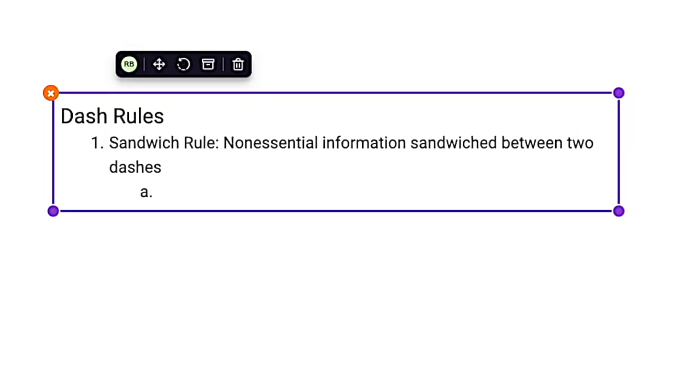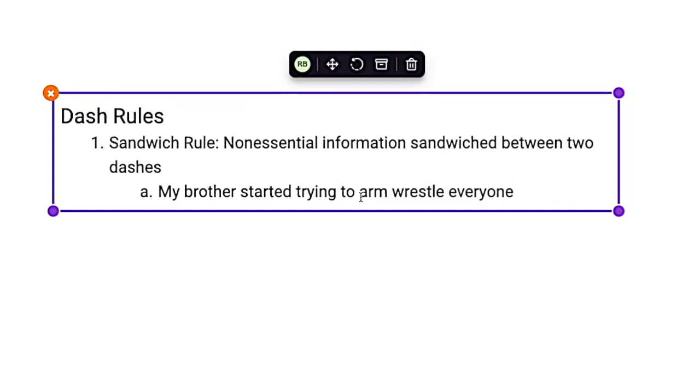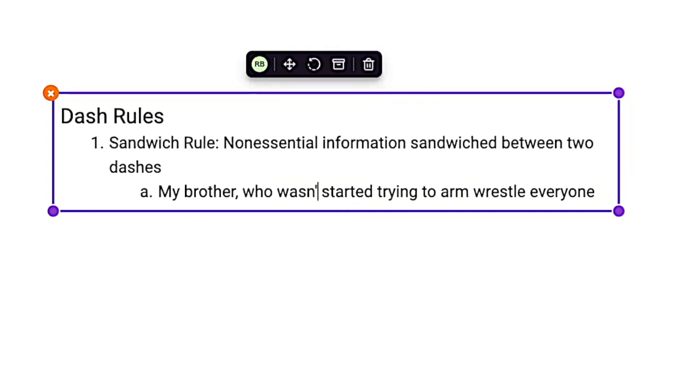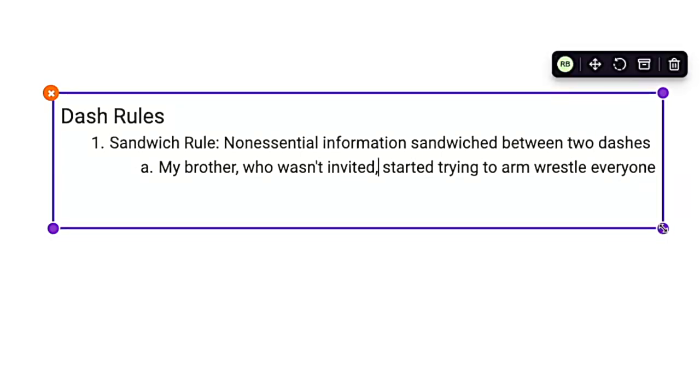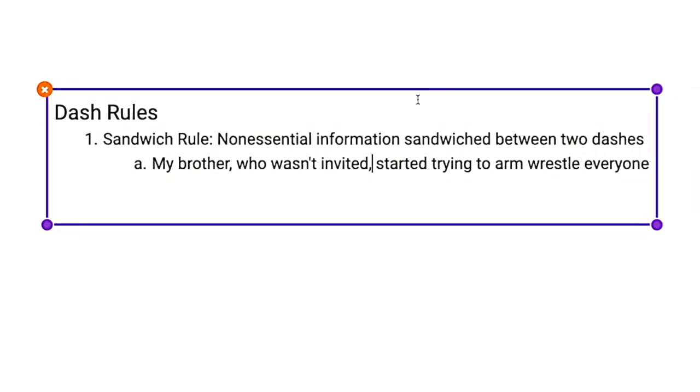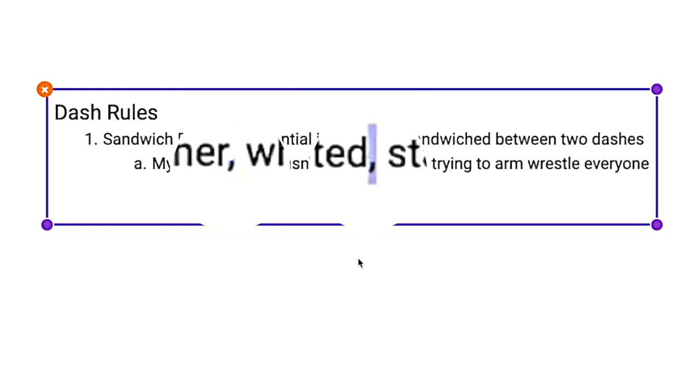For example, we could say something like, my brother started trying to arm wrestle everyone. This is a sentence on its own, but what if we said something like, my brother, who wasn't invited, started trying to arm wrestle everyone? Now we can see the sandwich rule in action. And you're noticing that right now I'm using 2 commas. This is because we can actually use 2 commas.